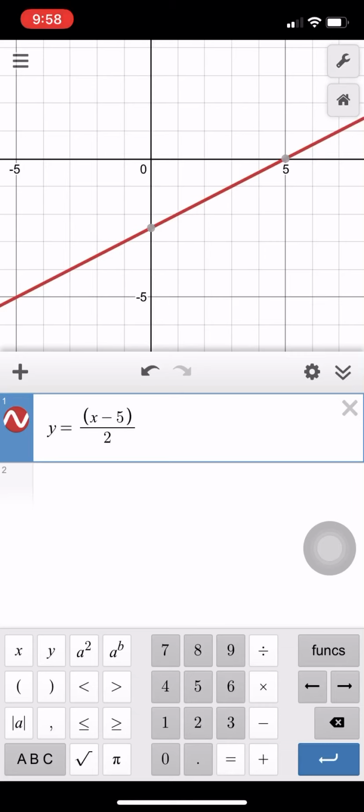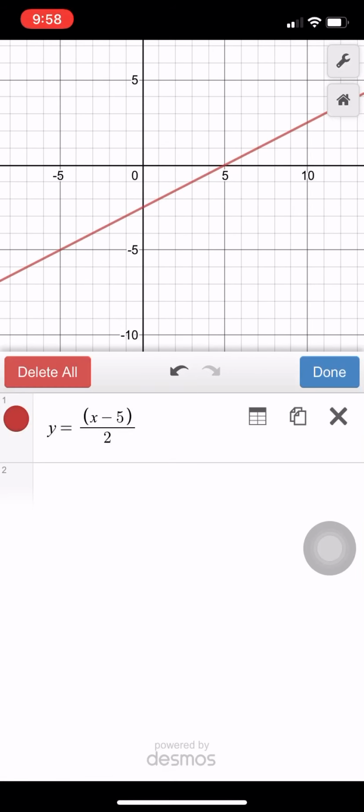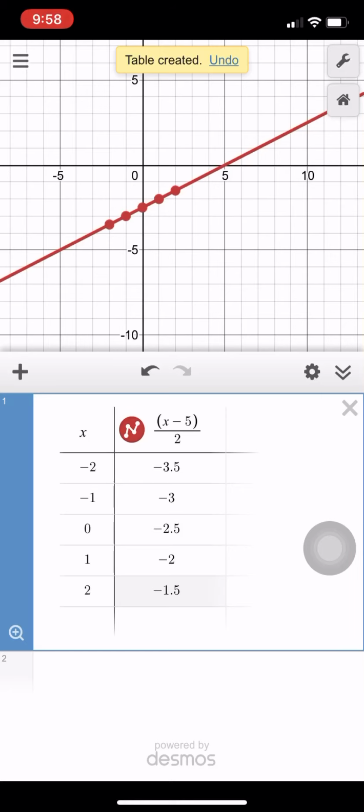Again, if you have any questions on using any of these things, just let me know. The important piece is that you can zoom in and out to see the rest of the points, and this little wheel over here can give you the table for your graph so that you can plot as many points as you need.